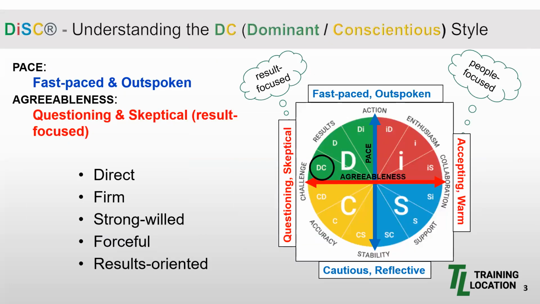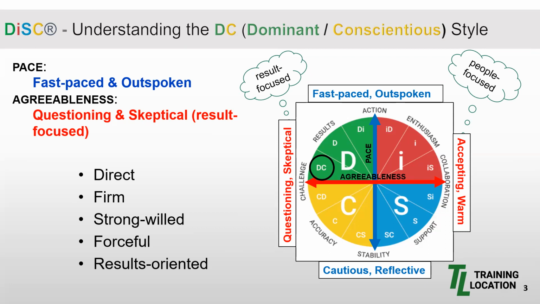So, a quick summary of the DiSC style. Let's start with what we know. We already know a couple basics about the DiSC style, which resides in the dominant quadrant. This D quadrant, including DiSC, D, and DI styles, has a pace of faster and outspoken, and is combined with an agreeableness quotient of questioning and skeptical, which we nickname result focused. And the brief list of observable descriptors still includes direct, firm, strong willed, forceful, and results oriented.